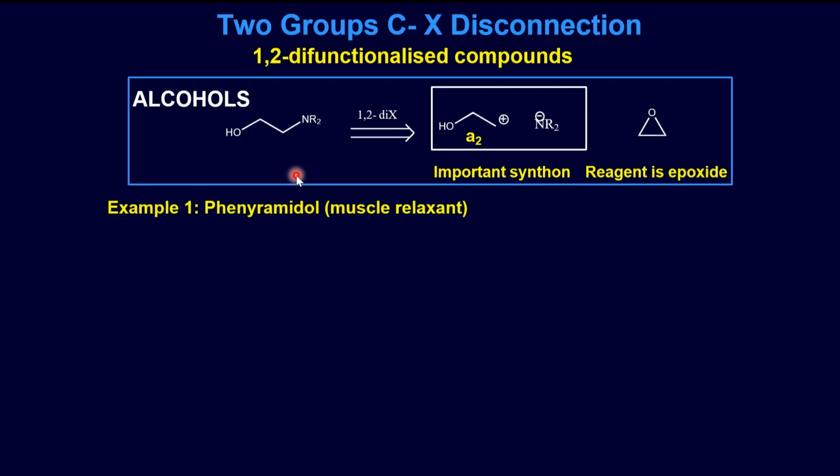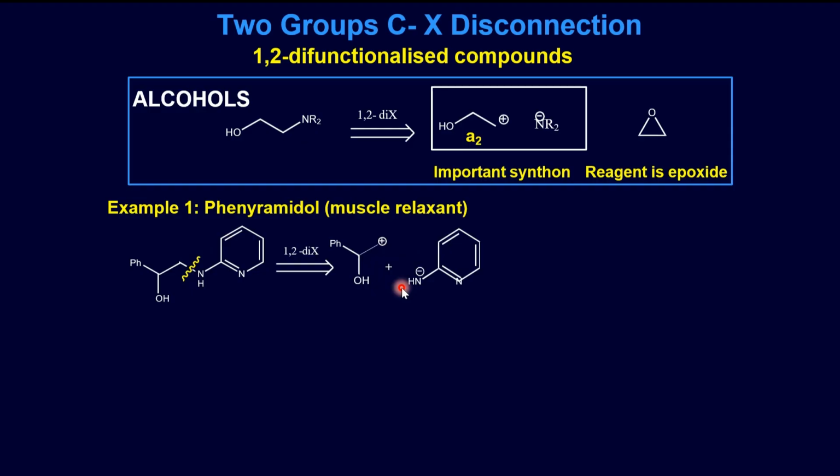I can explain this further with an example of phenaramidol. It is a muscle relaxant. This is phenaramidol. It has the amino group at first position and the OH group at the second position. That's why it is a 1,2 difunctionalized compound. As I did over here, I break up the molecule at the amino position. Likewise, I'll also break the molecule over here. I'll get an acceptor synthon with the positive charge and a donor synthon with the negative charge.